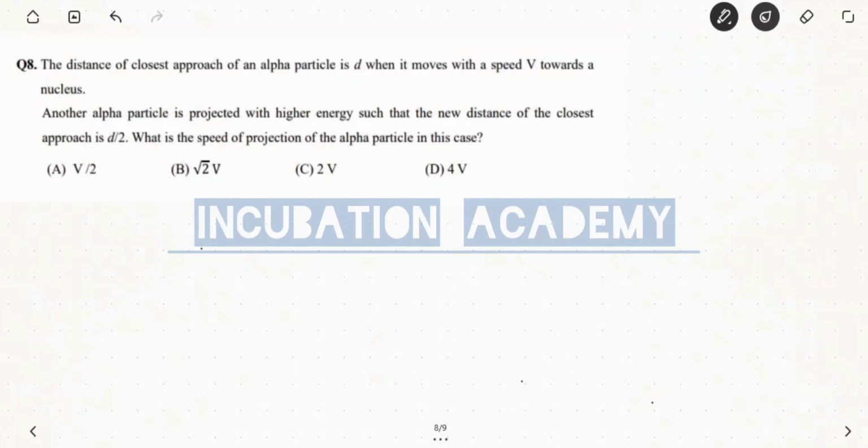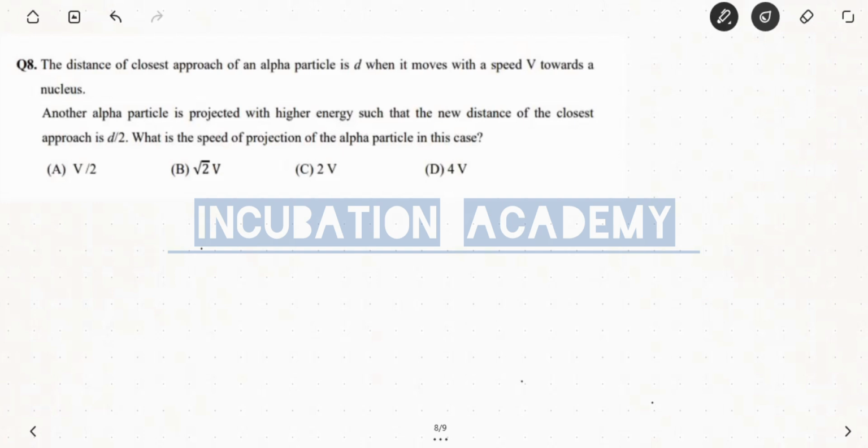Welcome everyone. This is question number 8 of the CBSE sample paper 2025. The distance of closest approach of an alpha particle is d when it moves with a speed v towards a nucleus. Another alpha particle is projected with higher energy such that a new distance of closest approach is d by 2. What is the speed of projection of the alpha particle in this case?